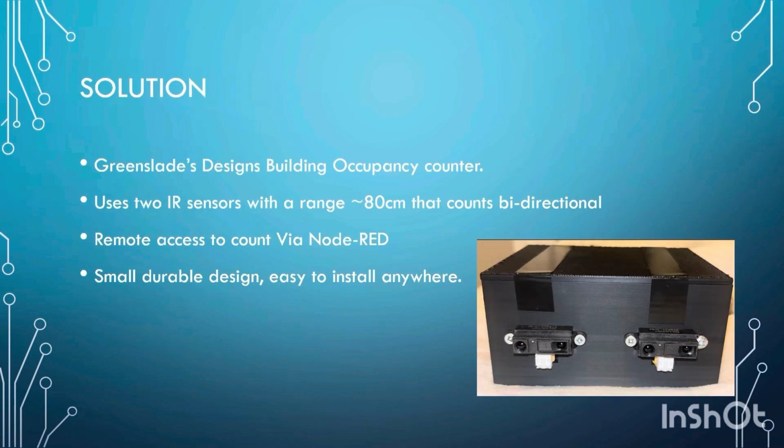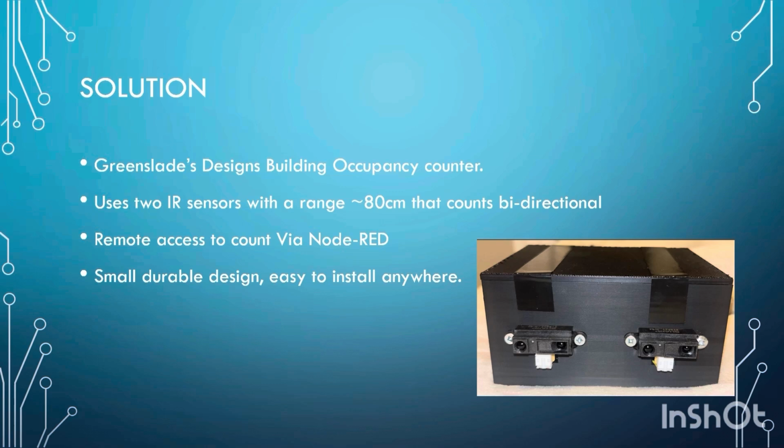Again, Greenslade Solutions' building occupancy counter. This counter uses 2 IR sensors with a range of approximately 80 centimeters, which will cover your standard door frame. And the count is bidirectional, meaning you only need this small design here on the bottom right, and it will count people coming in and out in both directions.